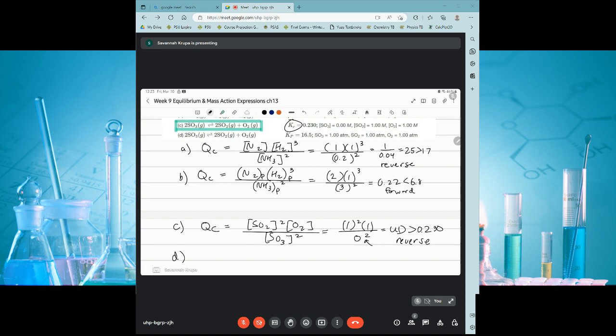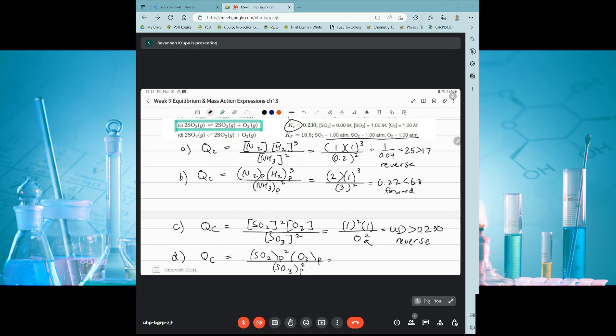So now let's move on to D, and it's the same exact reaction that we're working with. So the QC value will be of pressures instead of concentrations now, because it gives us the pressures of each of the gases. So we will have SO2 on the top, its pressure to the power of 2, and then O2 pressure divided by SO3 pressure. And I put a little subscript P to know that I'm talking about pressures, but you can write it in a different way that makes more sense to you as well.